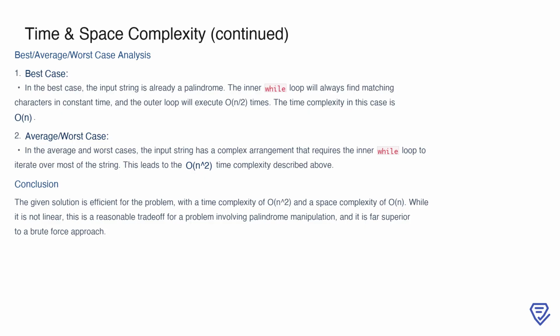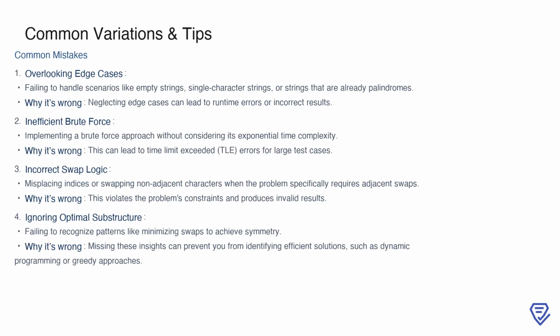In conclusion, the provided solution is efficient given the problem requirements. While it is not linear, the O(n²) time complexity is a reasonable trade-off for palindrome manipulation and is far superior to the brute force approach both in terms of time and space efficiency. When solving this problem, there are a few common pitfalls to watch out for.